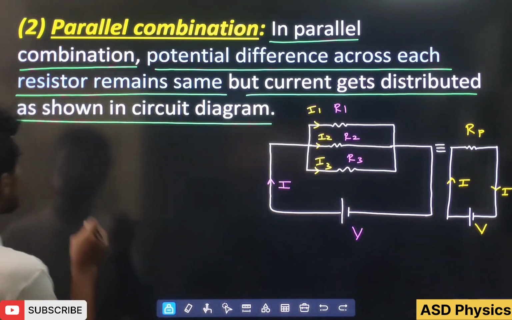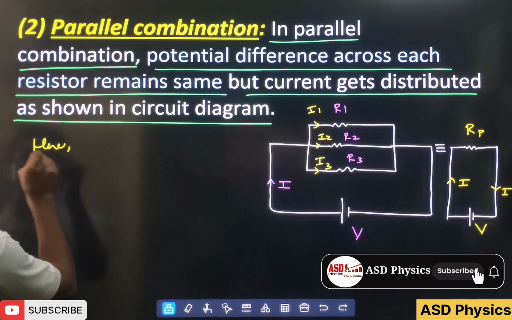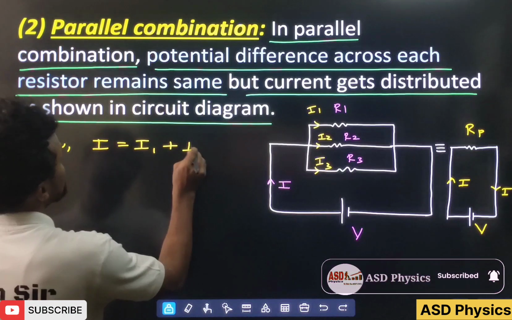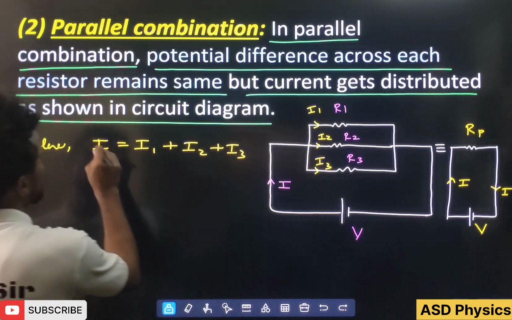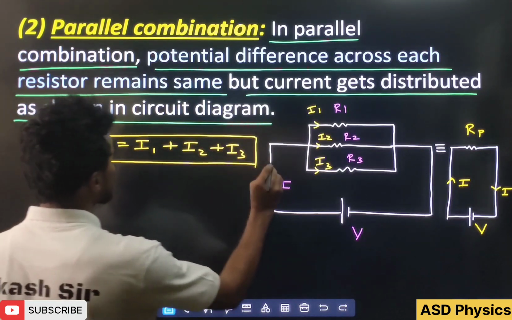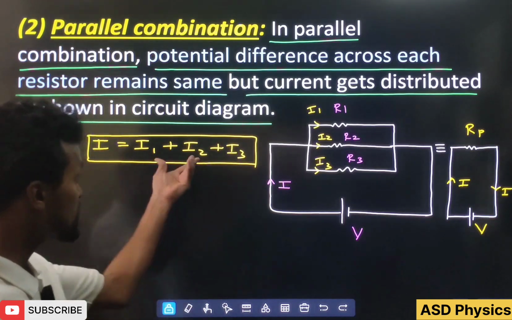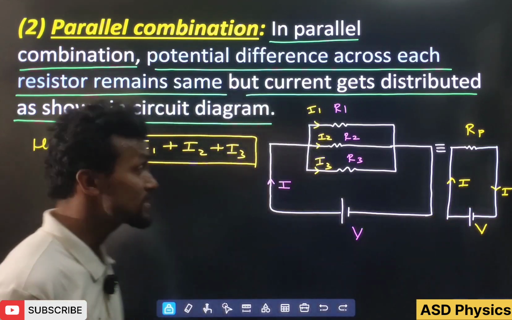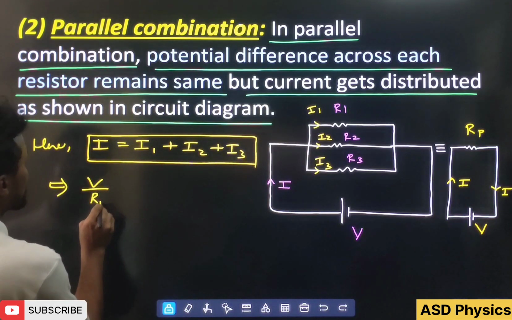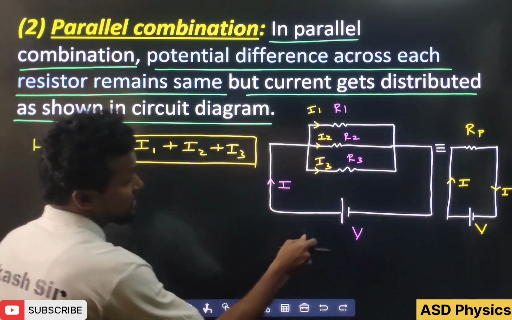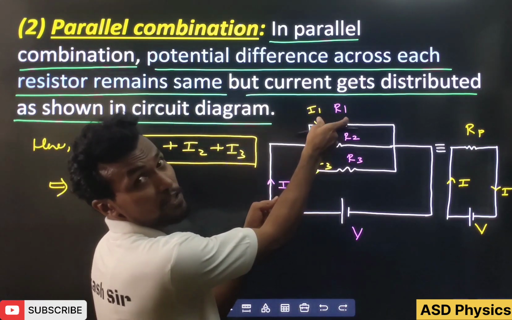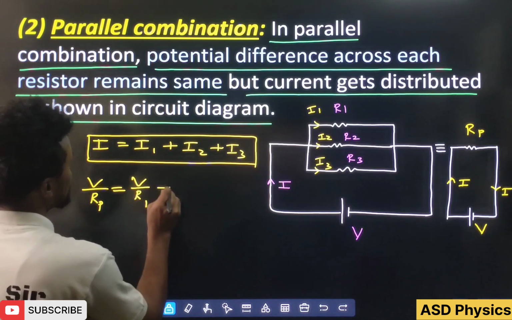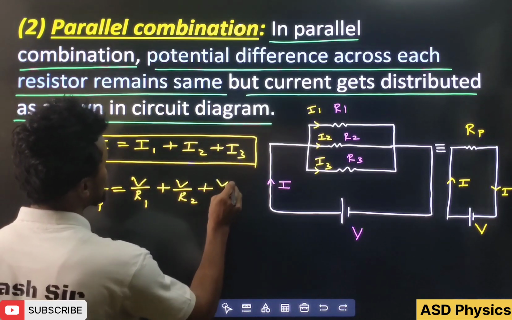Okay, so students, here we can write current I is equal to I1 plus I2 plus I3. For the series combination it was V equal to V1 plus V2 plus V3, but for the parallel combination, we have to write the current one. Now, I equal to V by Rp. And what are I1, I2, I3? The potential across resistance R1 is V, here also V, here also V. So we can write V by R1 plus V by R2 plus V by R3.